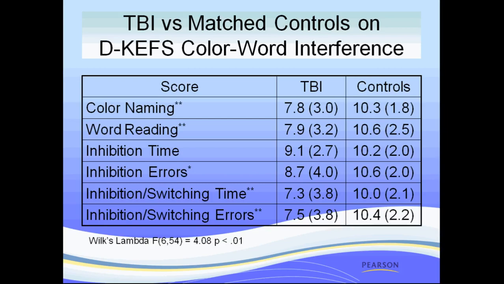So what is this telling us? They're not showing an inhibition effect on time. Okay? And it's actually much better than their color naming or their word reading. So maybe they don't have problems with inhibition. Well, yes and no.